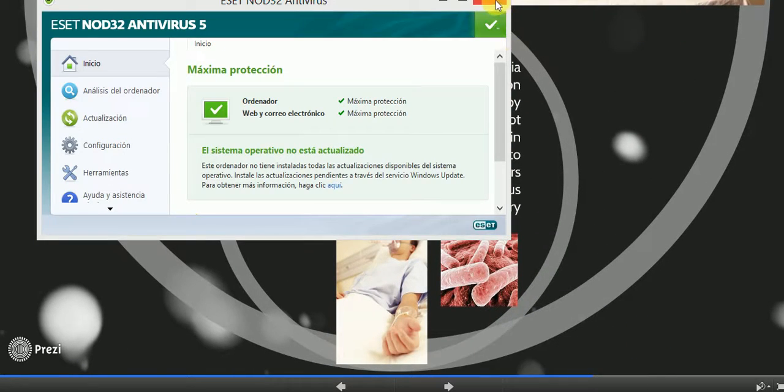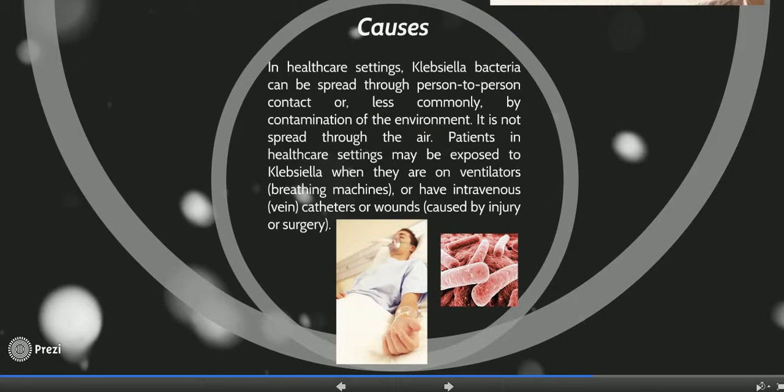The causes. In healthcare settings, Klebsiella bacteria can be spread through person-to-person contact or, less commonly, by contamination of the environment. It is not spread through the air. Patients in healthcare settings may be exposed to Klebsiella when they are on ventilators, that is, breathing machines, or have intravenous catheters or wounds that can be caused by injury or surgery.